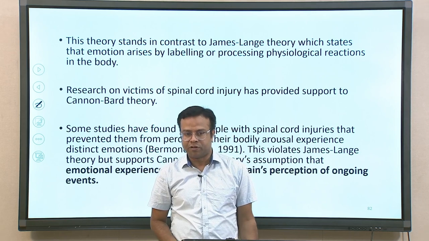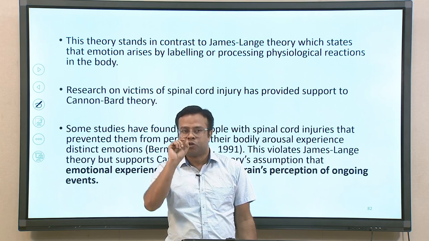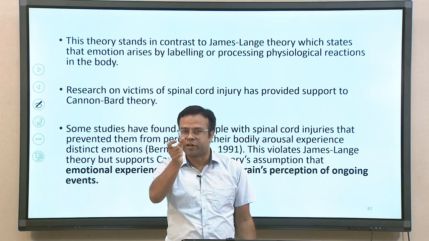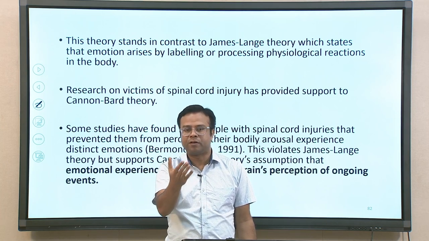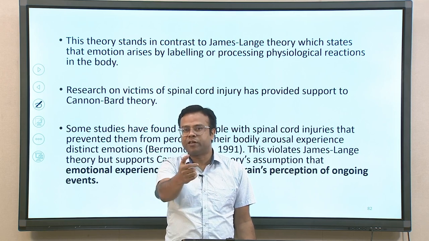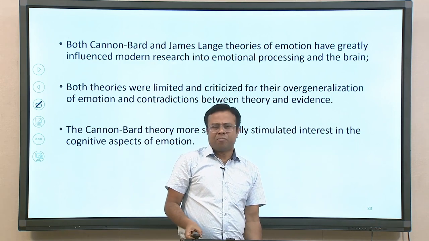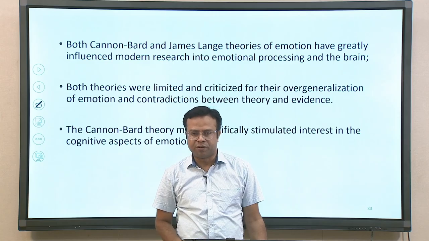Cannon-Bard theory's assumption that emotional experience depends on the brain's perception of an event. So, how the brain perceives an event is more important in terms of the experience of emotion. In this example, Cannon-Bard theory holds true and James-Lange theory is violated. Again, for Cannon-Bard theory, for example, the role of the thalamus has not been supported in the research, and not every aspect of this theory was supported.